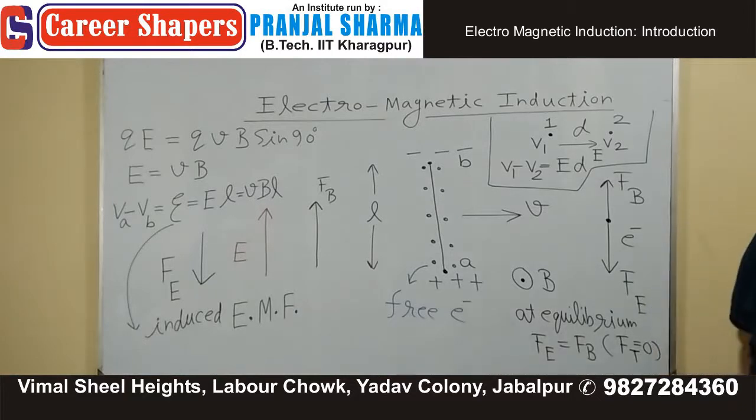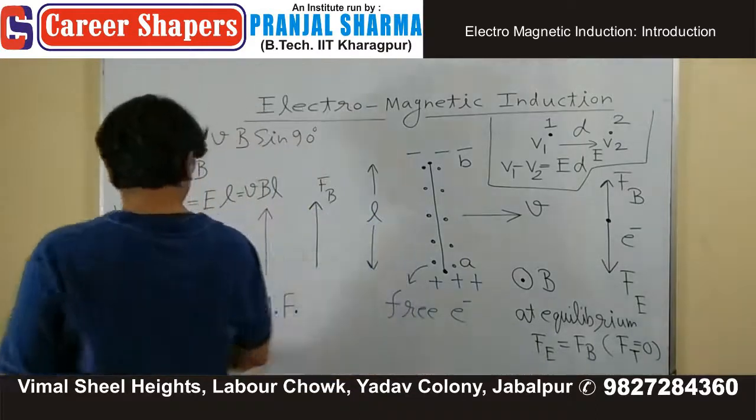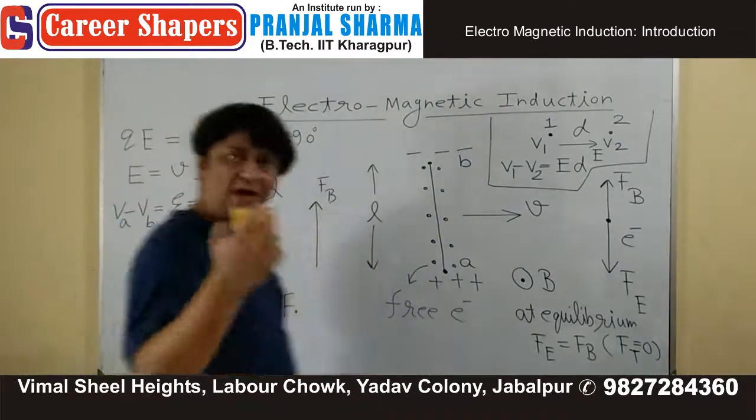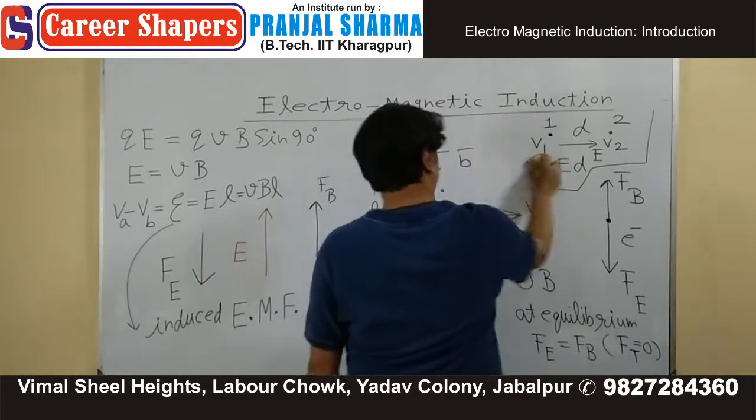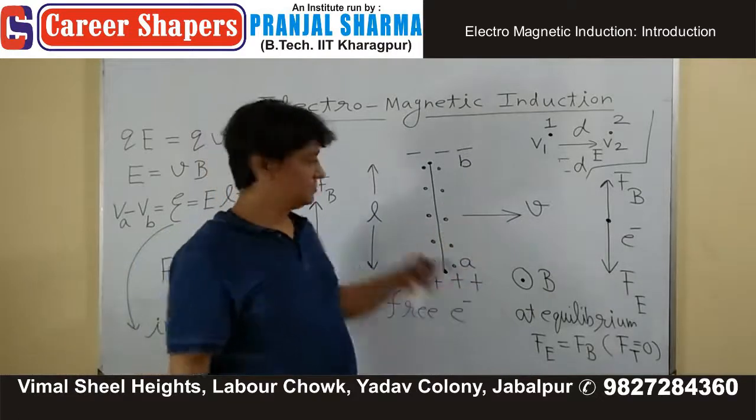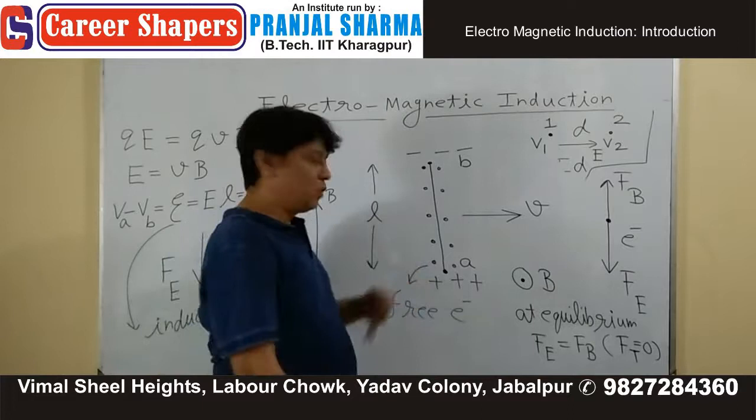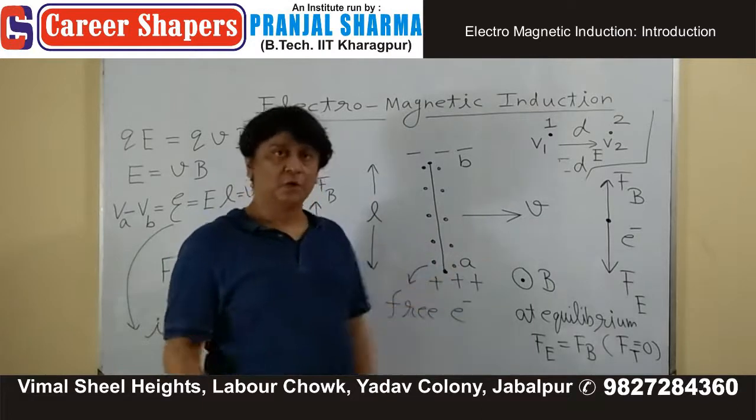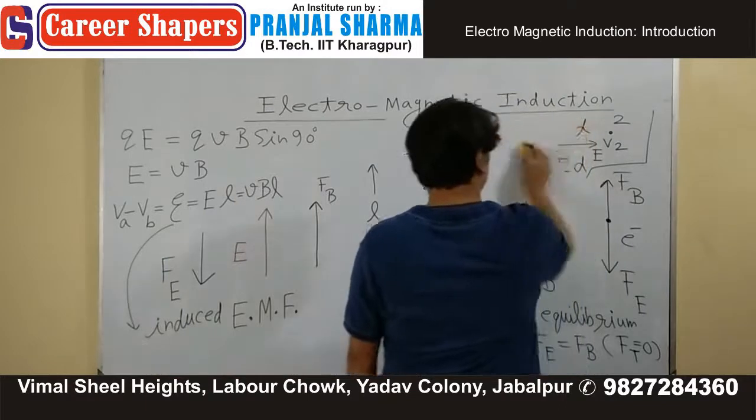Now let's develop this whole thing with the help of vector analysis. So this is a special case: V, B, L, all three are mutually perpendicular. What if they are not? For that, let's develop the vector form.